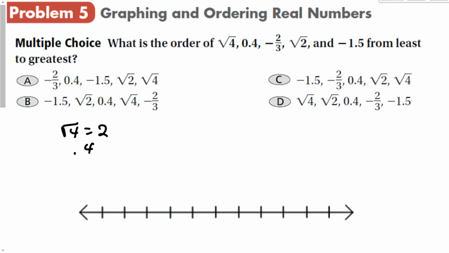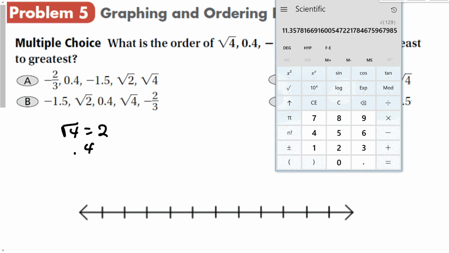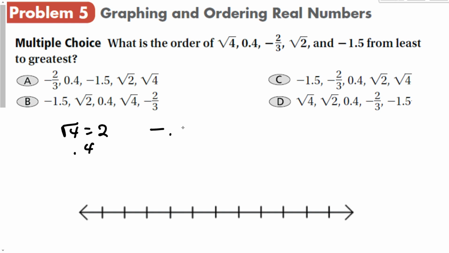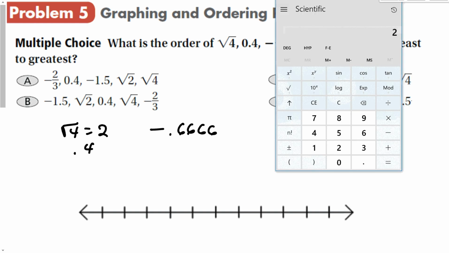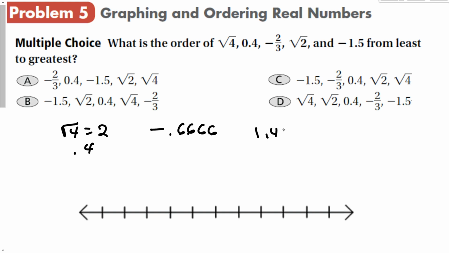0.4. I don't need to change that to a decimal. It already is a decimal. Negative 2 over 3. Well, let's put that into a decimal. 2 divided by 3 is going to be negative 0.6666 repeating. Okay. Radical 2, the square root of 2, is 1.414.